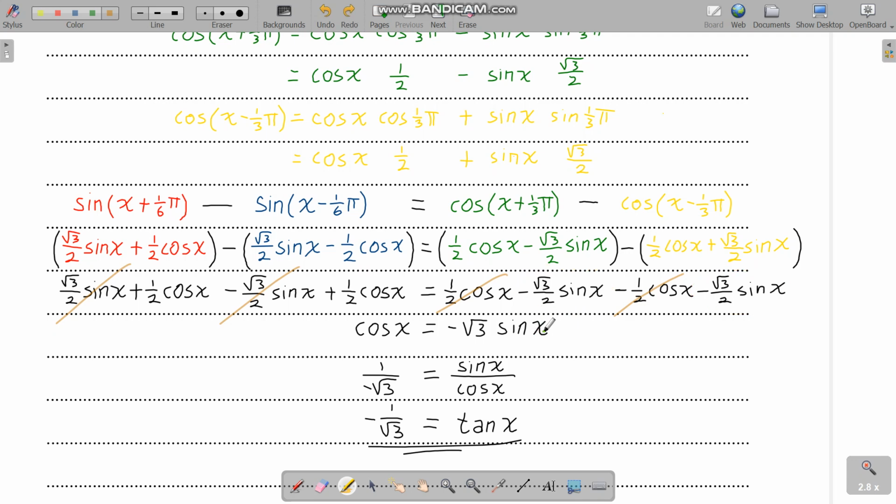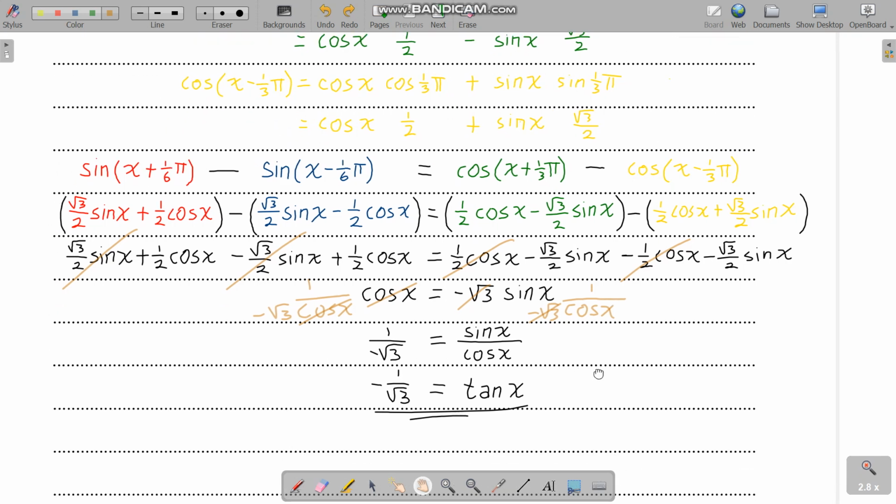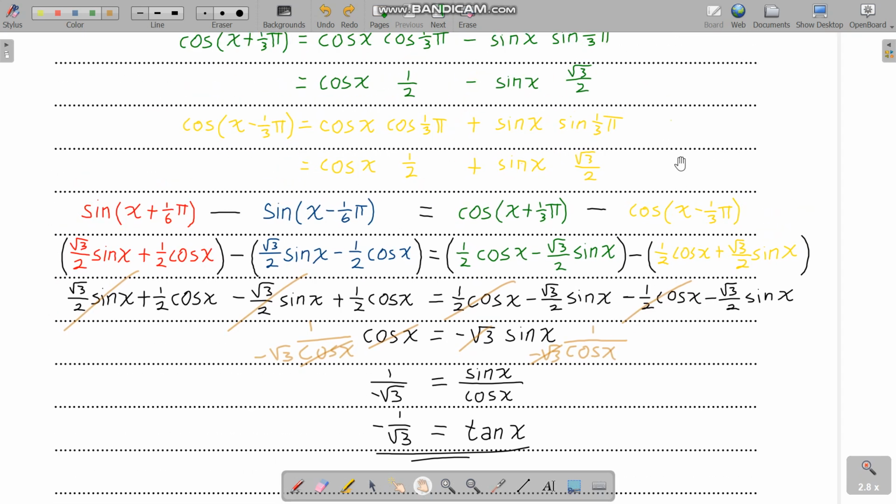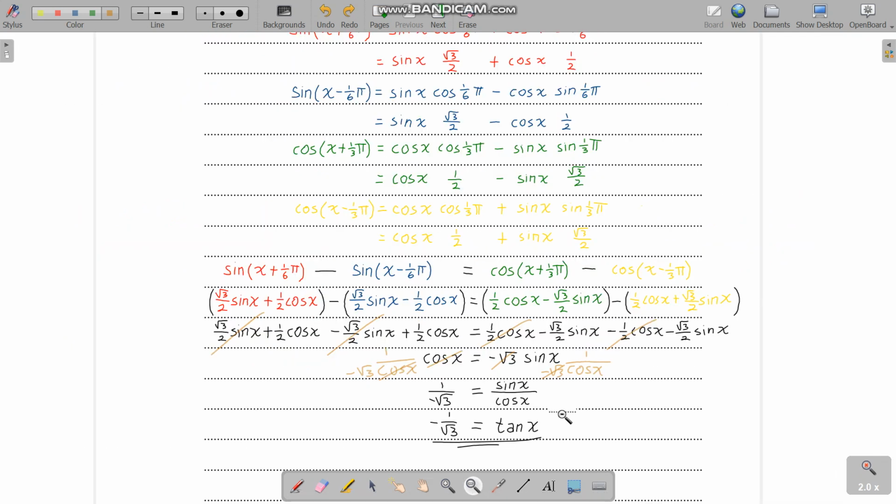And here we divide by cos x, and we also divide by minus root 3. So on the left we have only 1 over minus root 3. On the right we have sine over cos. In the MF19 that is tangent, so tangent x equals minus 1 over root 3. We just need to find the value of tangent x, so we are done for this part.